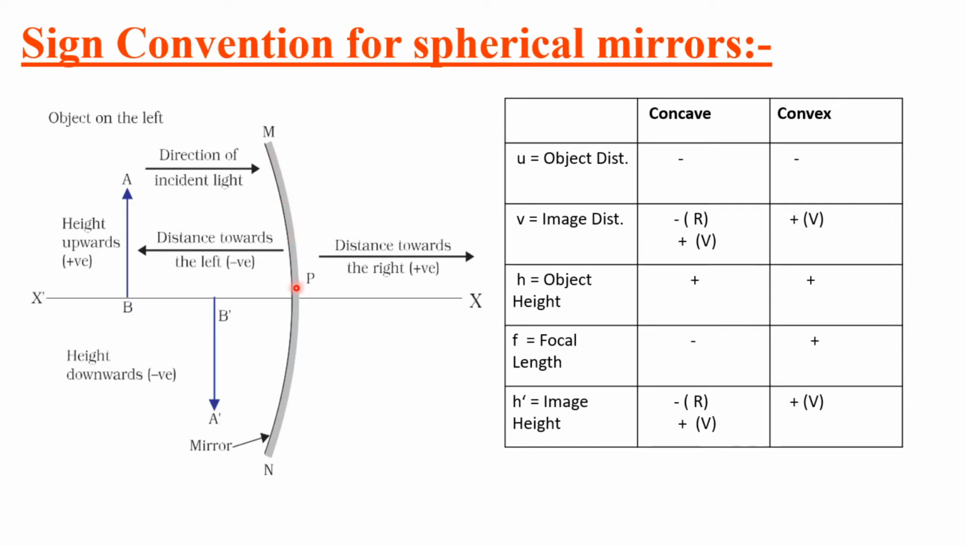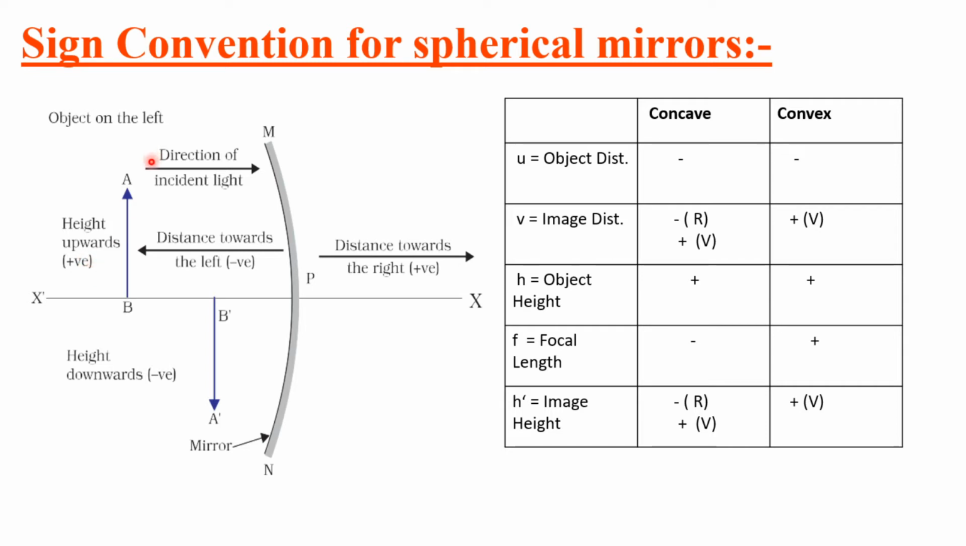Let us now consider the sign convention for a spherical mirror. The mirror is placed in such a manner that it is half below and half above the principal axis. This principal axis is the X'X axis. The object will always be placed to the left. AB is the object. The height of the object above the principal axis is taken as positive. The height of the image, if it is below the principal axis, is taken as negative. So height downward is negative and height upward is positive.